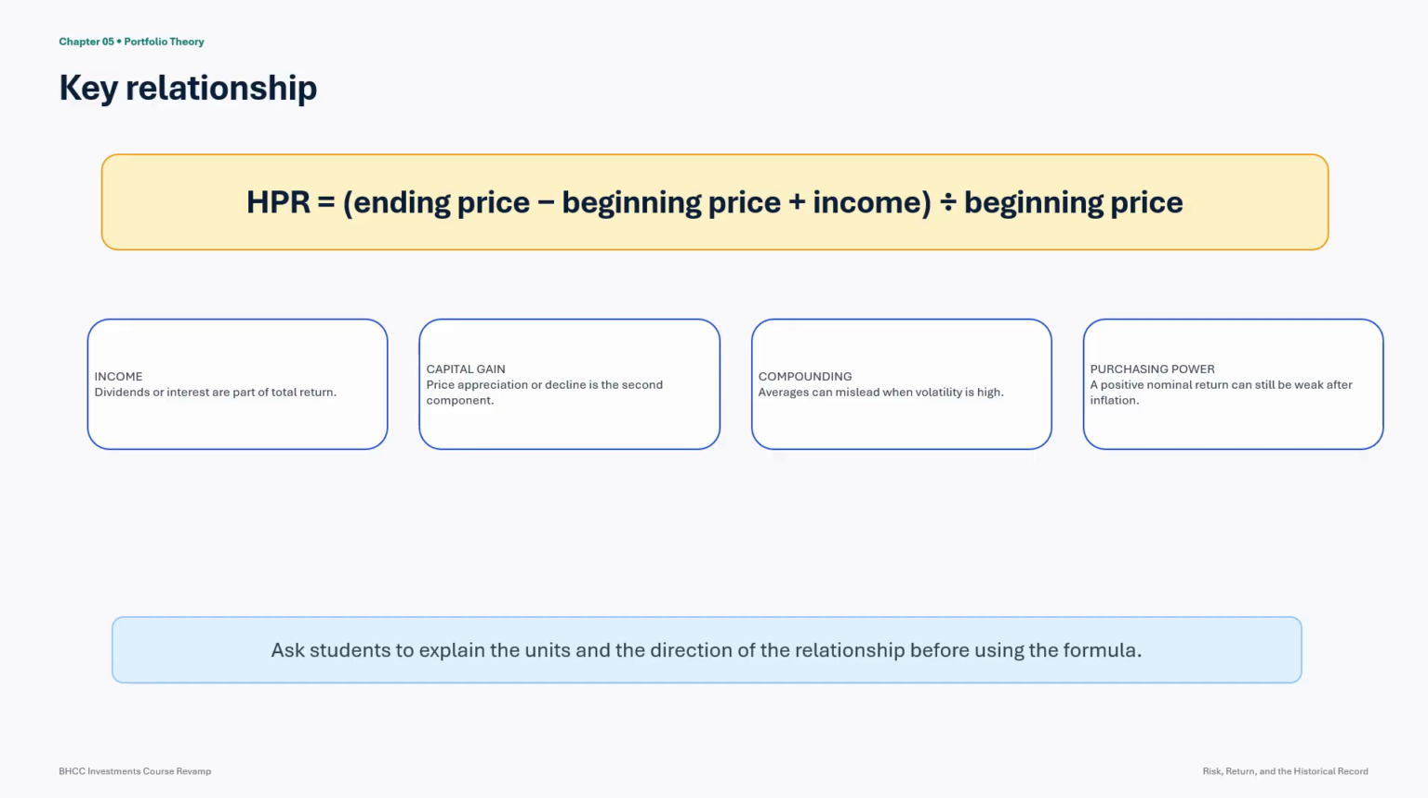The holding period return formula is simple. Ending price minus beginning price plus income, divided by the beginning price. Suppose an investor buys a security for $100, receives $2 of income, and sells it for $108. The capital gain is $8. The income is $2. Total profit is $10 on a $100 beginning investment, so the holding period return is 10%.